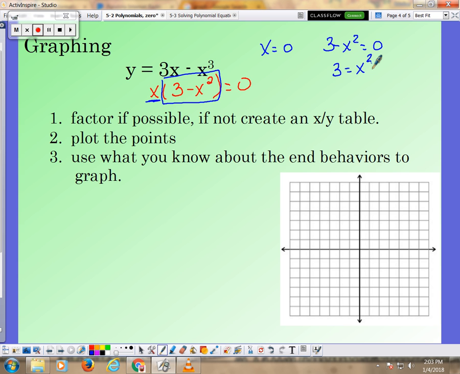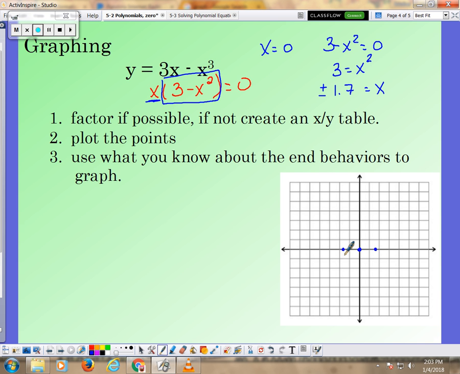How can I get that to be just x? Take the square root of both sides. So if I take the square root of both sides, I end up with square root of 3, by the way, is plus or minus, positive or negative answer, 1.7. So on my graph down here, I have a 0 at 0, I have a 0 at 1.7, and I have a 0 at negative 1.7. So I've now put those zeros of the function on the graph.